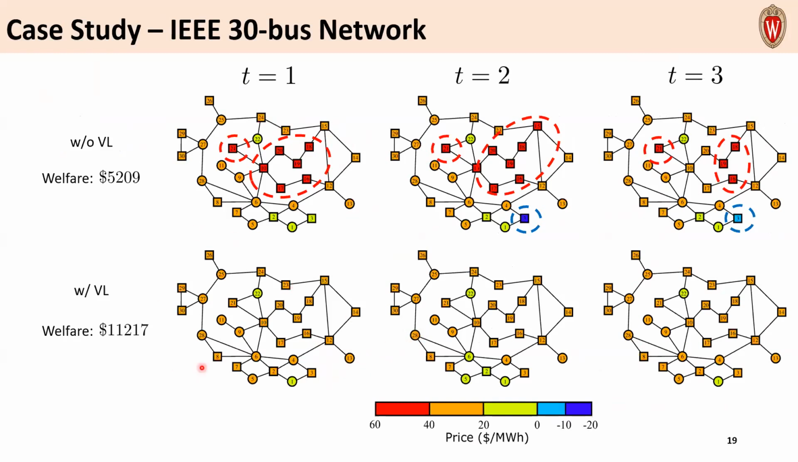So the welfare doubles once virtual links participate, as shown on the left. And for the case without virtual links, we can see high prices in some regions, the red nodes, and negative prices in the blue nodes. And all of them disappear once virtual links are introduced. So the prices become less volatile.